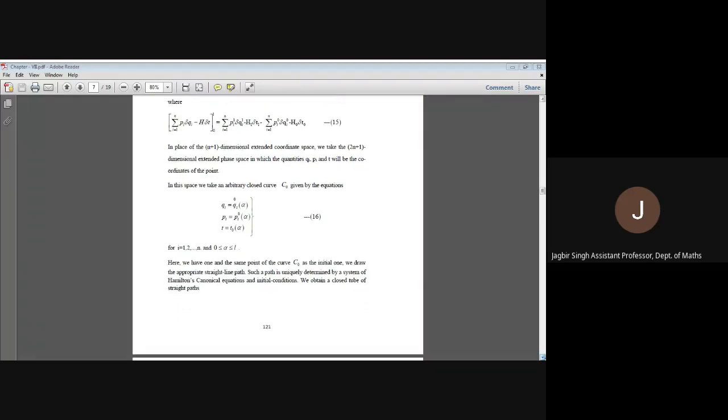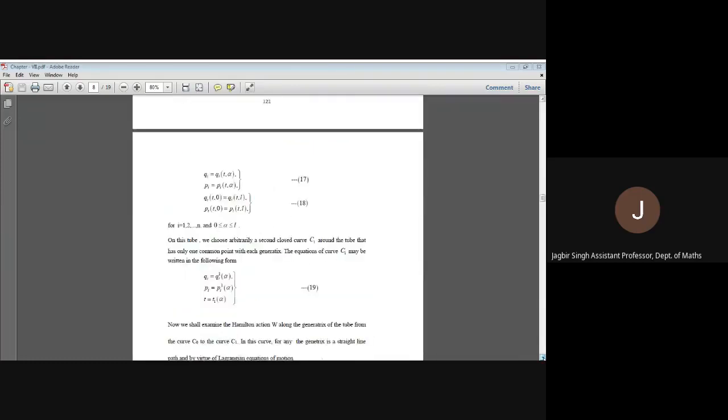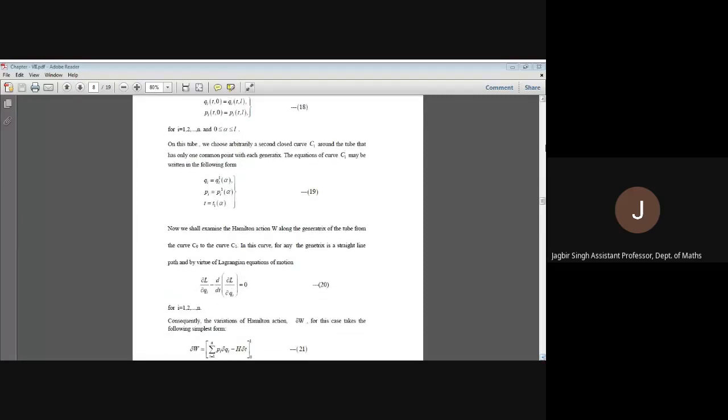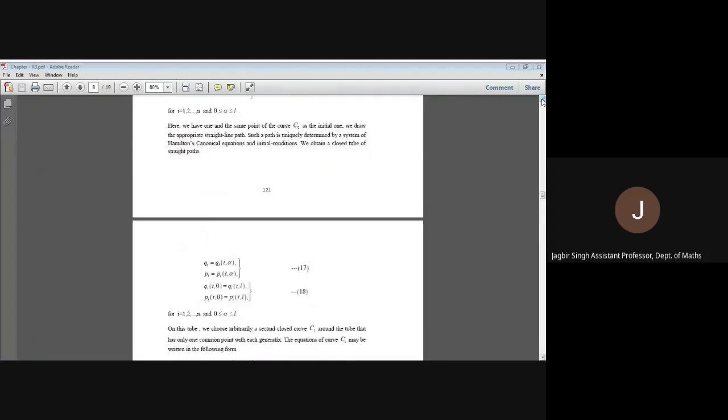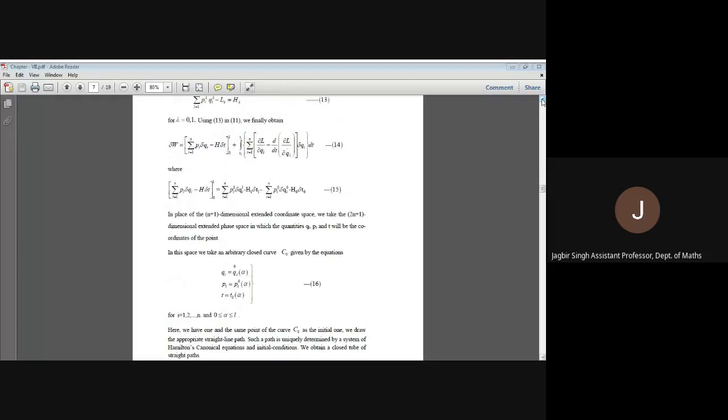Okay, so the variation of Hamilton action will be, now these are the final positions at time L, initially at 0. Also we know that whenever we will move through a straight line path, the Lagrange equation of motion will be satisfied. So we were at the initial curve, and when we moved up to the final curve, the Lagrange equation of motion is satisfied. So in equation number 14, when we moved from initial to final, the second term, this integral involved the Lagrange equation of motion, and so it will be satisfied, means its value will be 0.